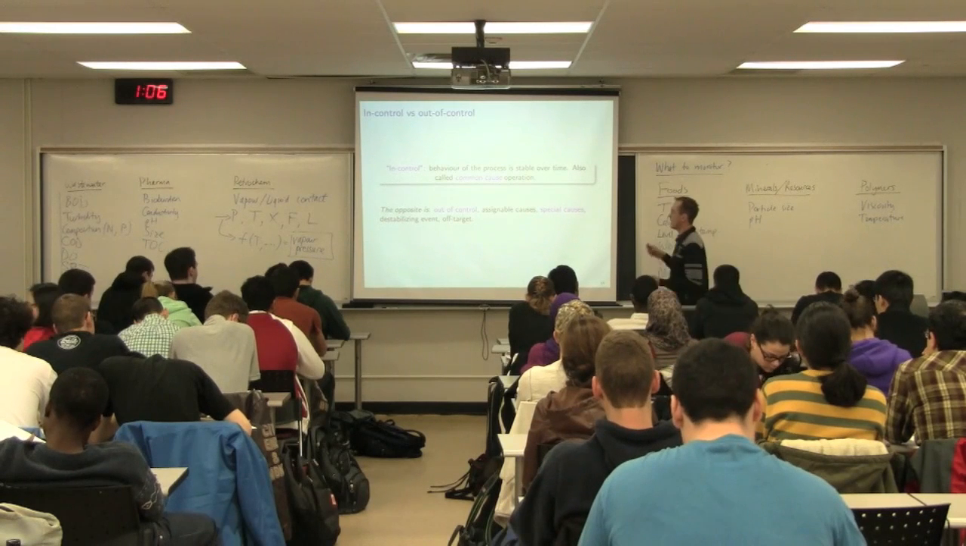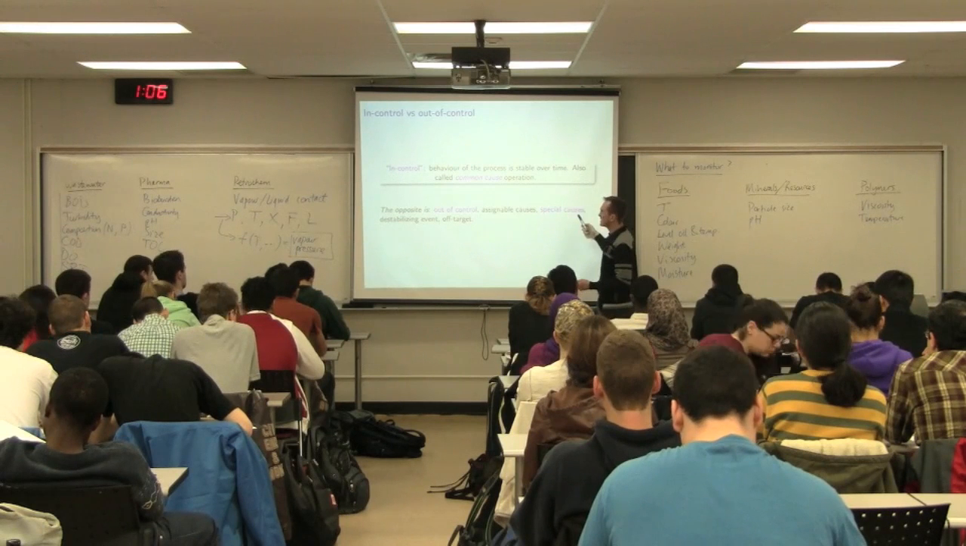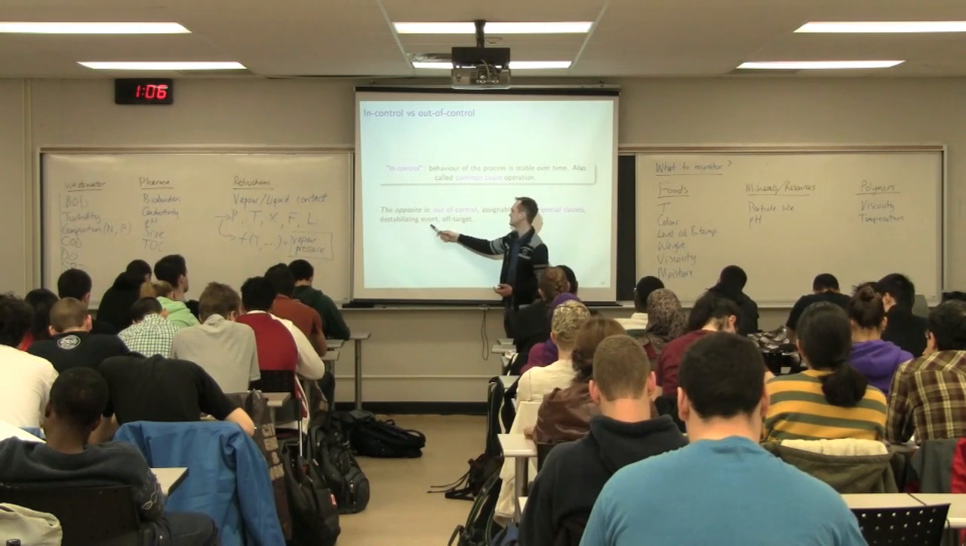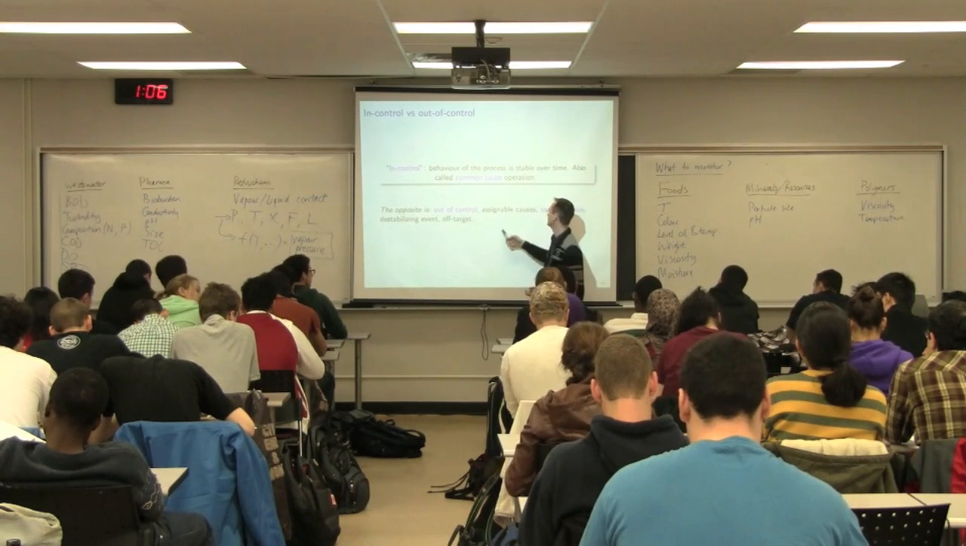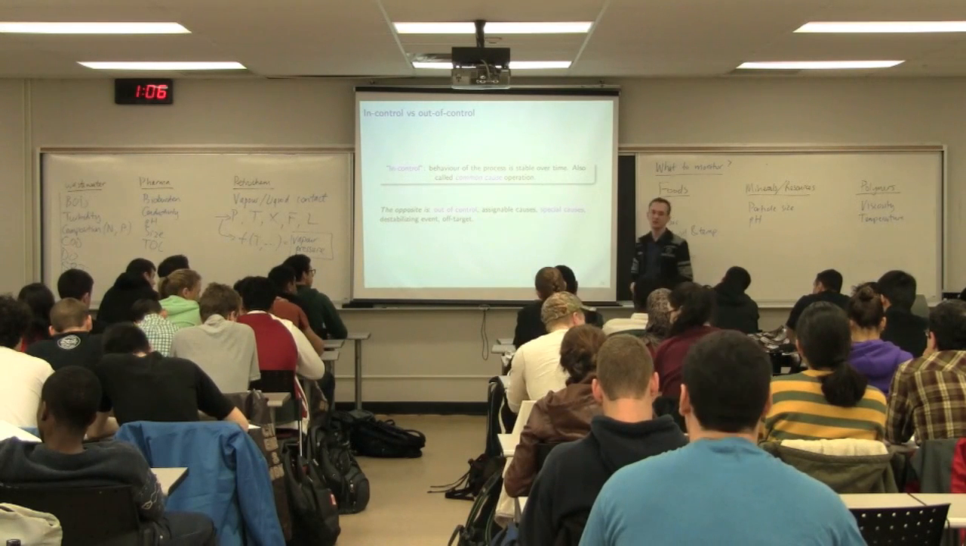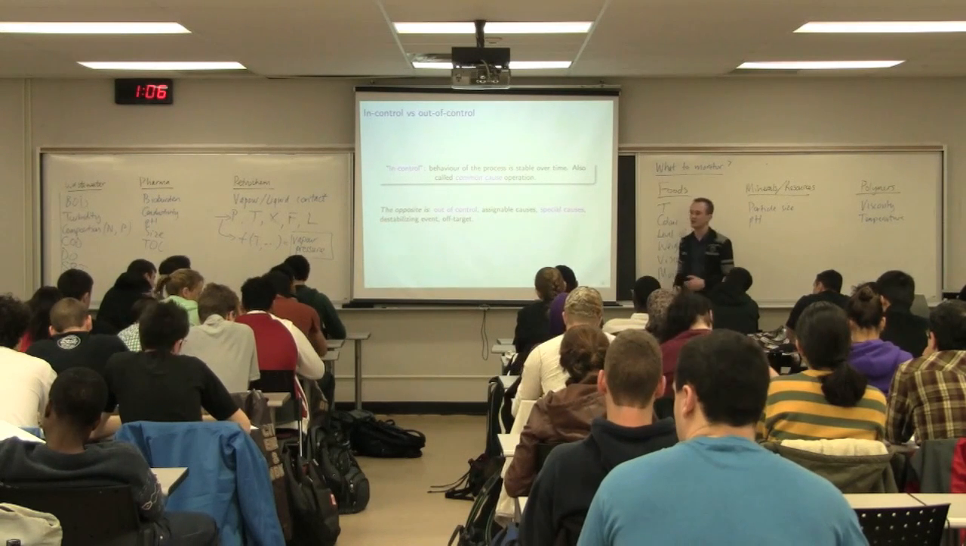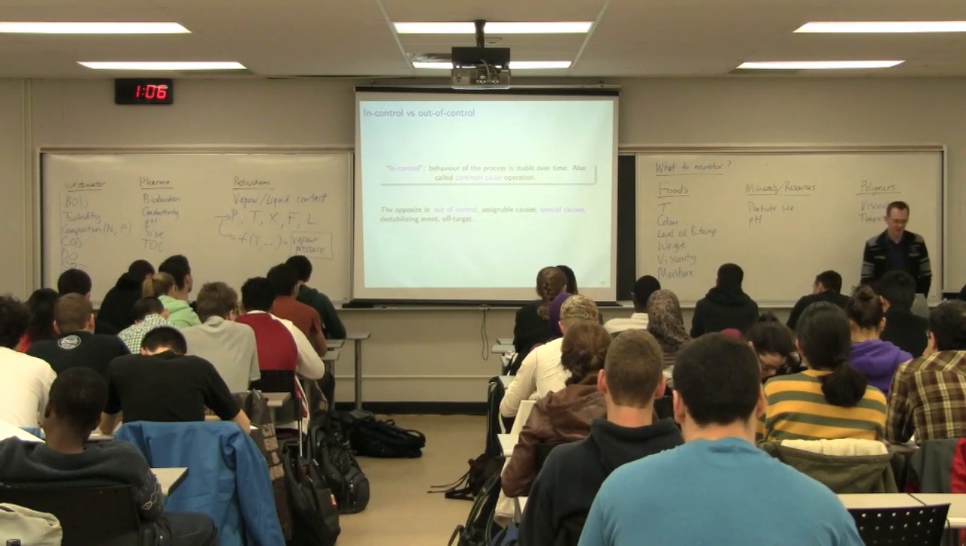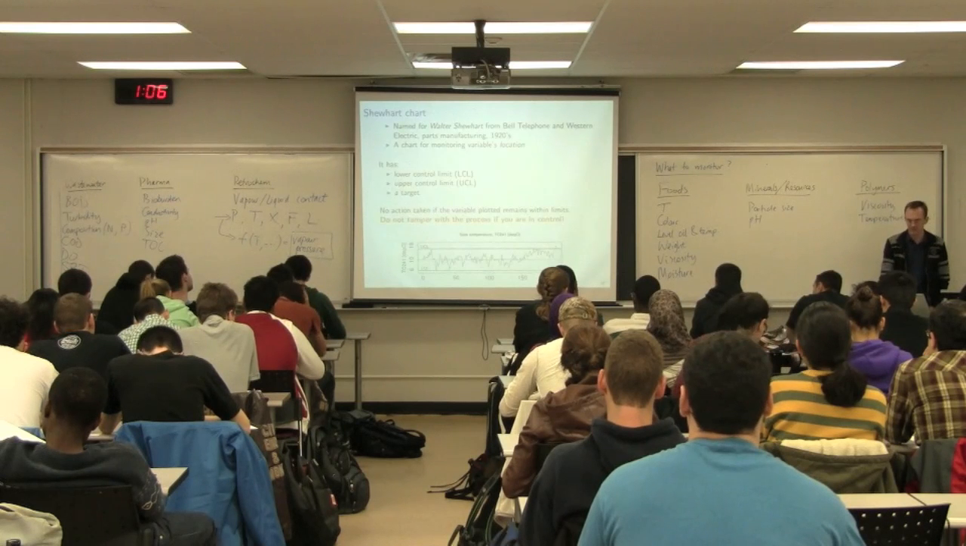The opposite is when you're out of control. We say that something has happened to your process. A destabilizing event has taken place. You're off target. You can also say that an assignable cause is present, or special causes are present. So those are terms that we frequently encounter in this area.